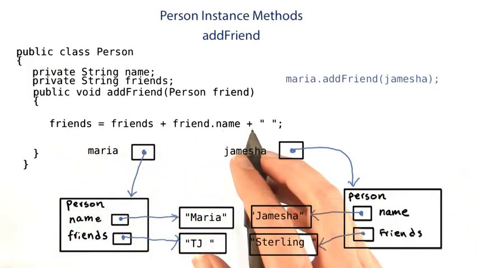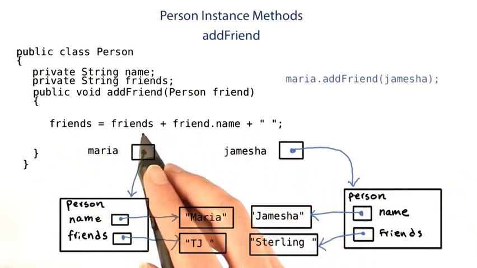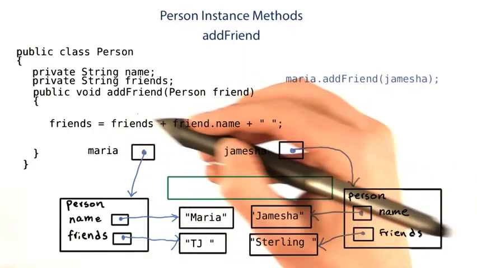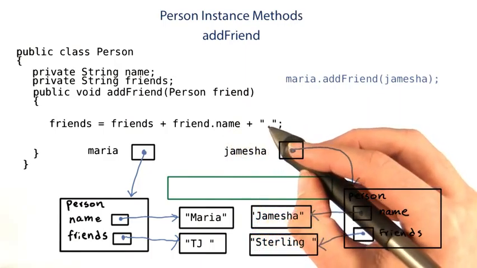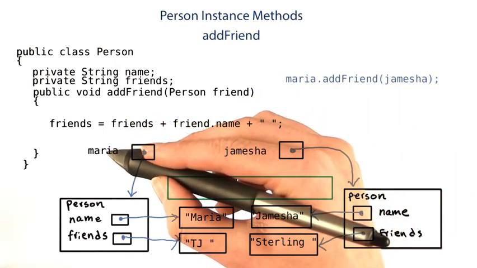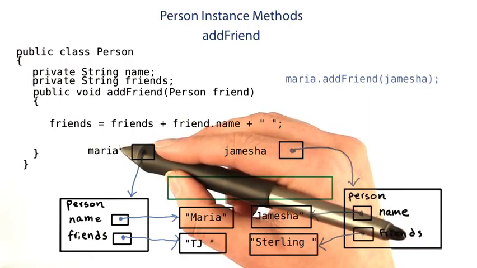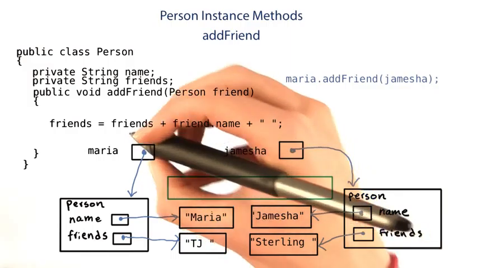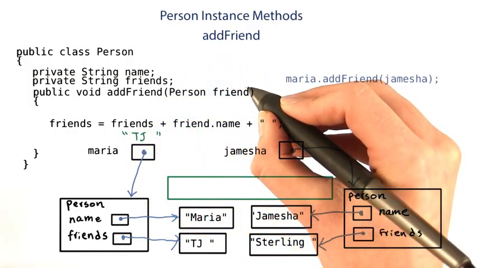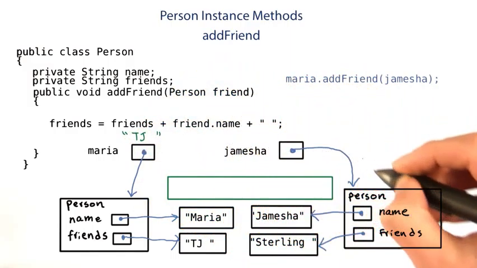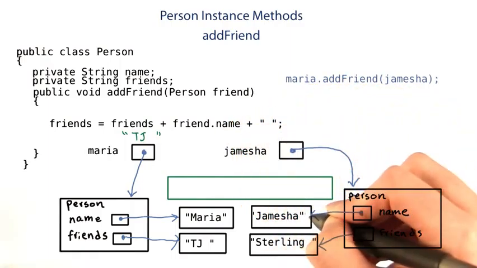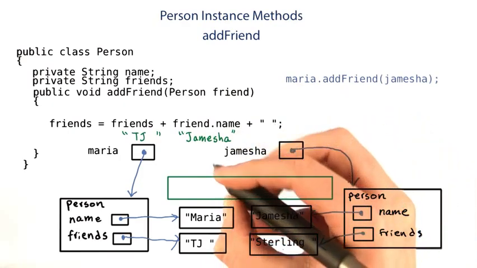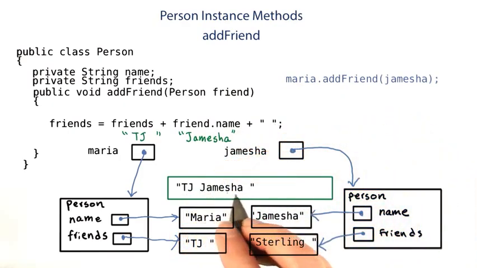Now when this line runs, the first thing that it does is create a new string from these ones. This will be the new string that's created. It's going to put together friends, friend.name, and a space. Friends is the friends of the Maria object, because that's what we called the method on. So we go to the Maria object, and friends is currently just "TJ " with a space. Friend.name is the argument, which was the Jamisha object, .name, which is Jamisha, and the space is just a space. So when these strings get put together, it'll look like "TJ Jamisha " with a space.